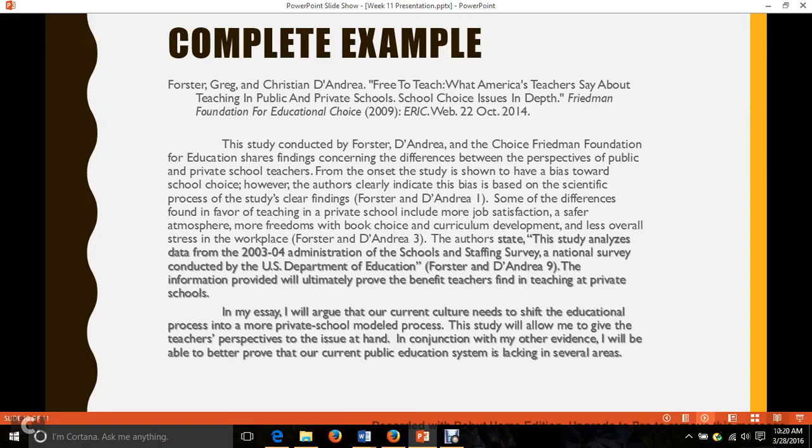In my essay, I will argue that our current culture needs to shift the educational process into a more private school model process. This study will allow me to give the teachers' perspectives to the issue at hand. In conjunction with my other evidence, I will be able to better prove that our current public education system is lacking in several areas.